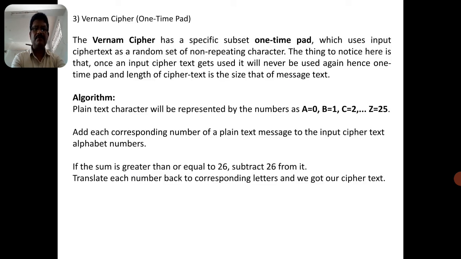What is the Vernam cipher? It is one-time padding. We take the plain text and add some message to the plain text, take the related alphabet numbers, add these two, and finally derive the cipher text. So this is the total technique of the transposition technique.